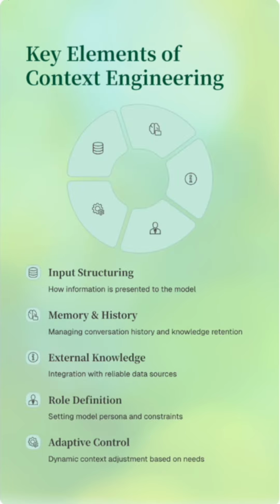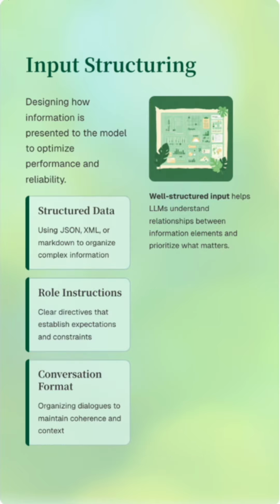The key elements of context engineering are number 1, input structuring, number 2, memory and history management, number 3, external knowledge integration, number 4, role definition and framing, number 5, adaptive context control. Let's discuss one by one. Input structuring. Designing how information is presented to the model, such as using structured data, role-based instructions, or conversation history.